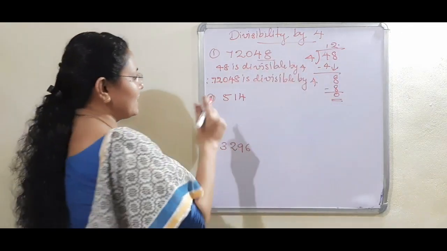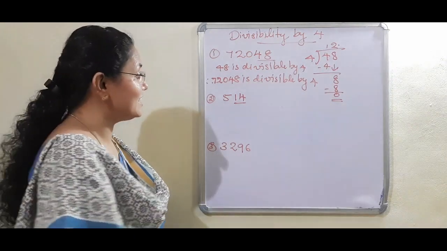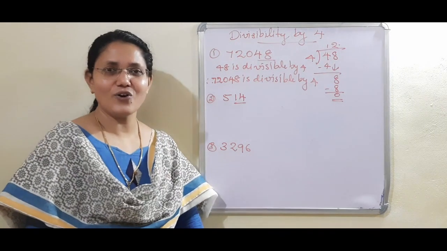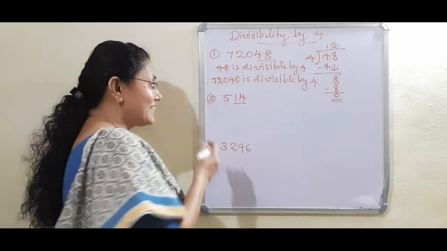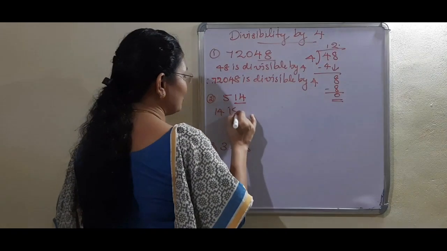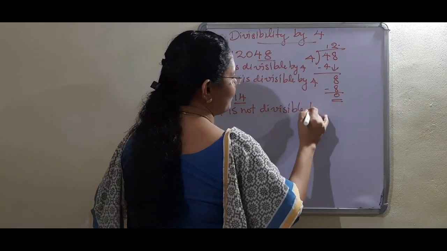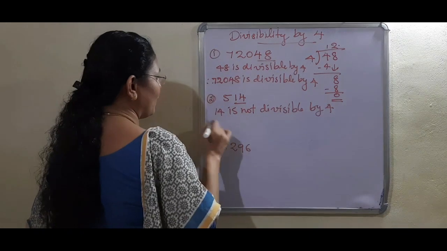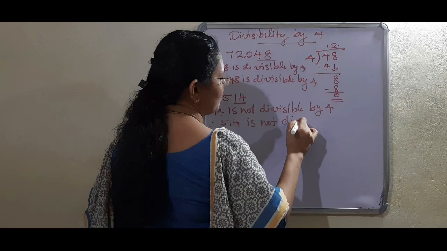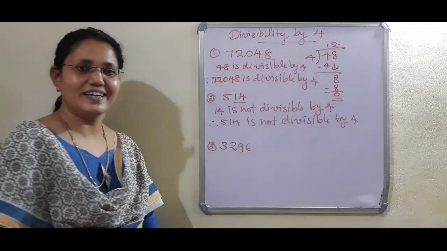Okay, next question, 514. First, we have to consider the last two digits. Is it divisible by 4? No. In the multiplication table of 4, 14 is not there. So without dividing, we can say 14 is not divisible by 4. Therefore, 514 is not divisible by 4.